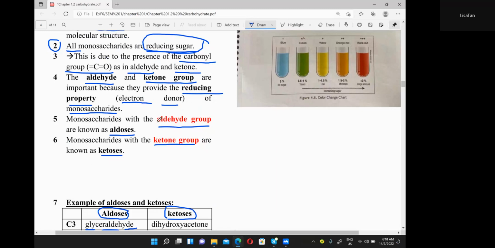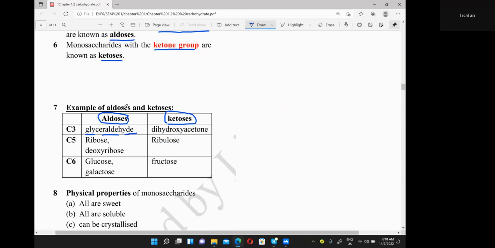The monosaccharides with the aldehyde groups are known as aldoses, and monosaccharides with the ketone group are known as ketoses. So these are examples of aldoses and ketoses. For aldoses, carbon 3 glyceraldehyde means this monosaccharide has the aldehyde group. Carbon 5, ribose and deoxyribose. These two monosaccharides have aldehyde groups. The functional group is the aldehyde group.